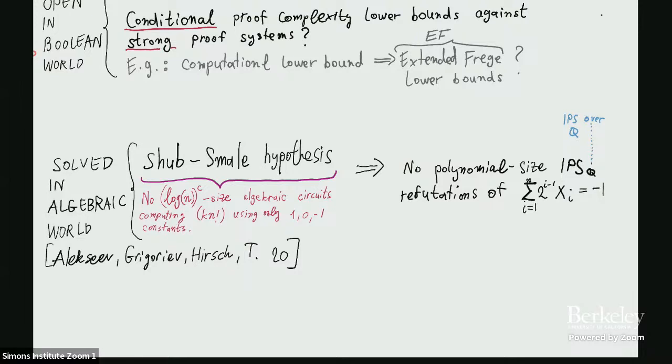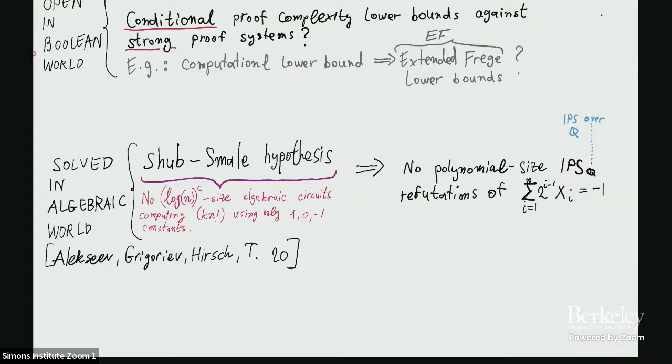And if we assume that for these kind of numbers, we don't have a small size algebraic circuit in this sense, and this is the Shub-Smale hypothesis, it's not proven, it's open. If we assume this, then we actually get a solution to this problem: no polynomial size IPS refutation, here over Q, of this simple instance.